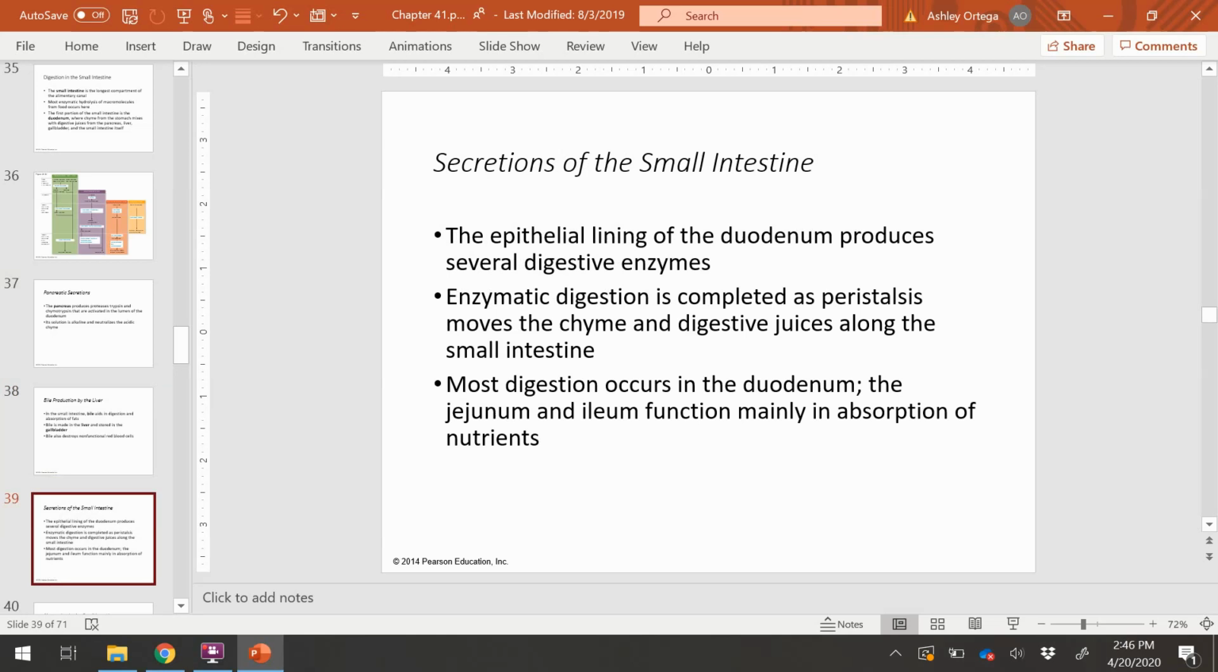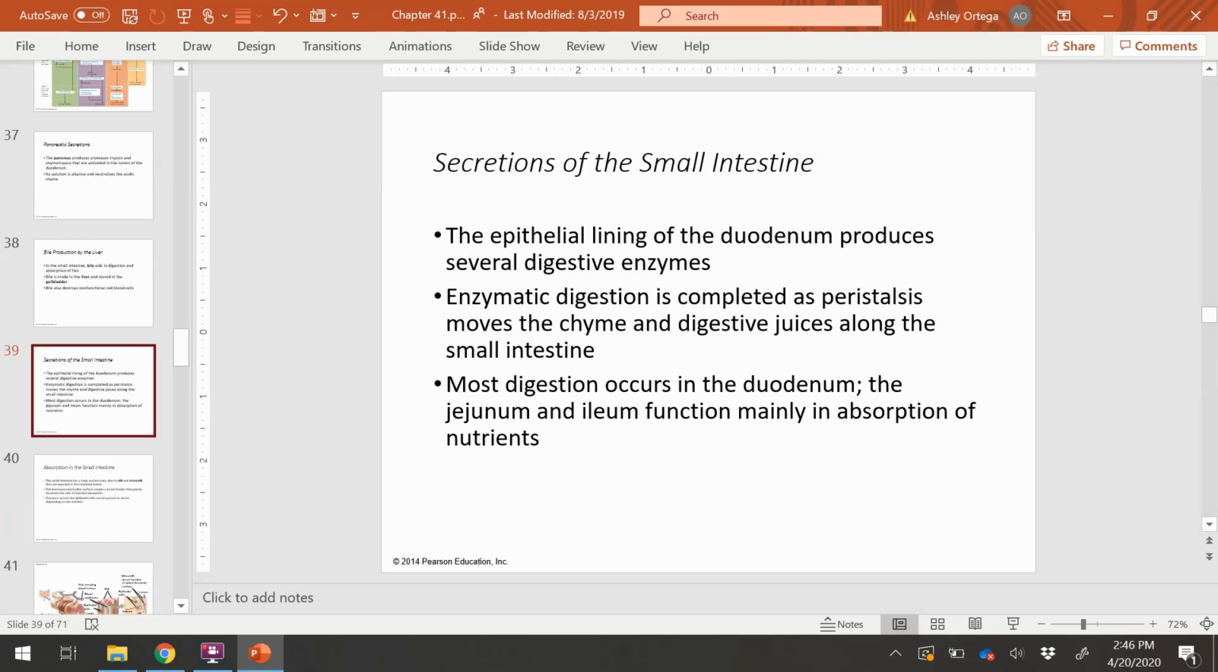And then the small intestine cells themselves will also secrete enzymes that will help in chemically digesting this food. And so that will complete chemical digestion as the peristalsis movement moves chyme along the small intestine. Most of that digestion will occur in the duodenum, and the jejunum and the ileum, the second and third components of the small intestine, will absorb nutrients.